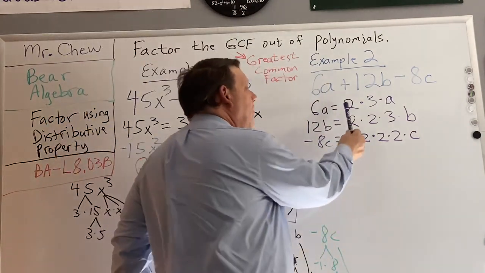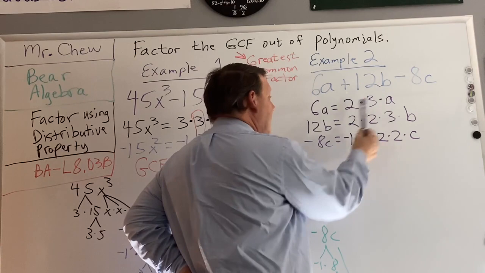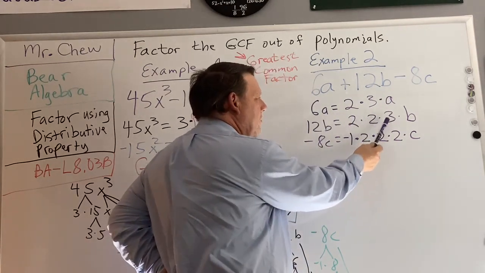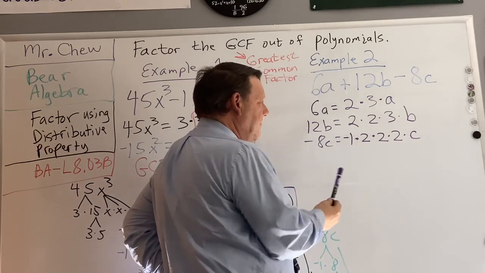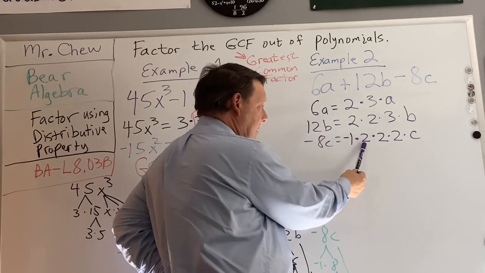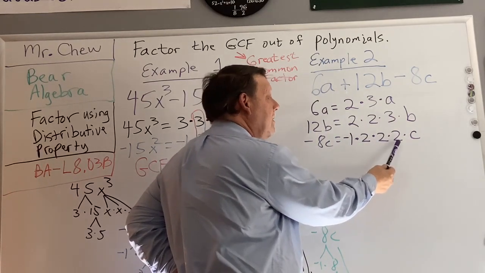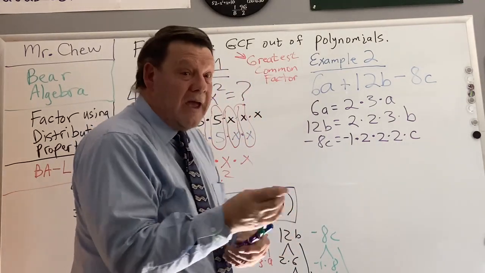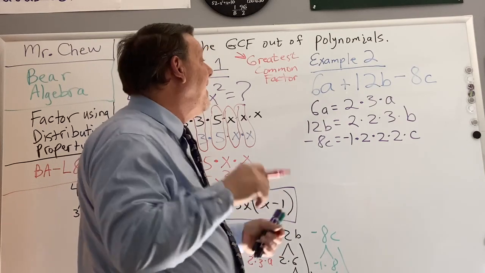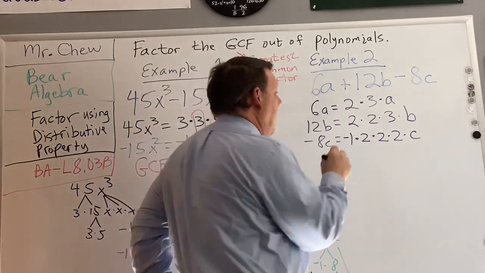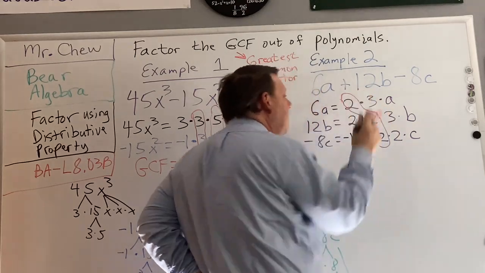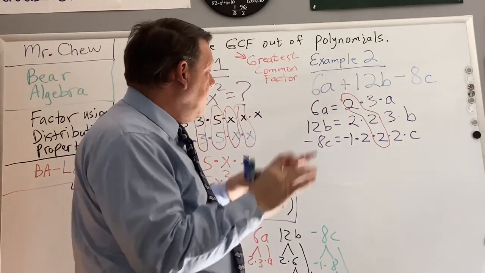So if you would go and multiply on the right, 2 times 3 is 6 times a, yep, that's how you check it. 2 times 2 is 4 times 3 is 12b, yep. -1 times 2 is -2, times 2 is -4, times 2 is -8, times c, yep. So there they are. So you remember what you do next. You circle what's common in every one of them. It's got to be in all 3 now, and it can be a curve. That 2 is gone.